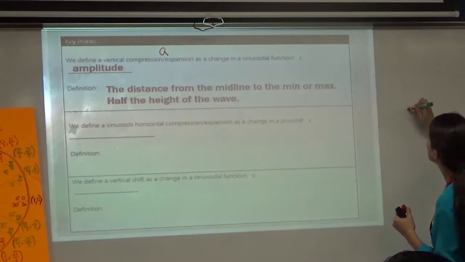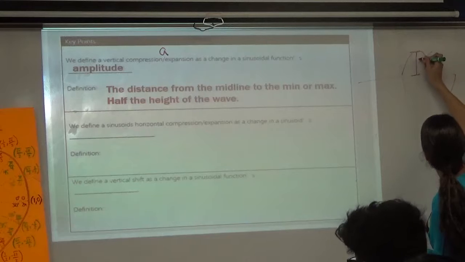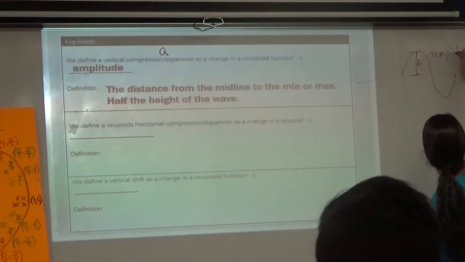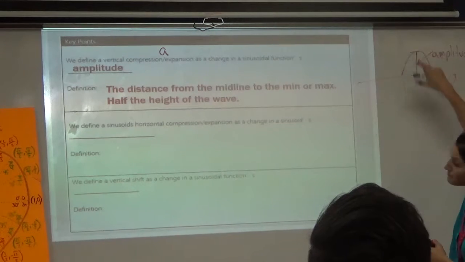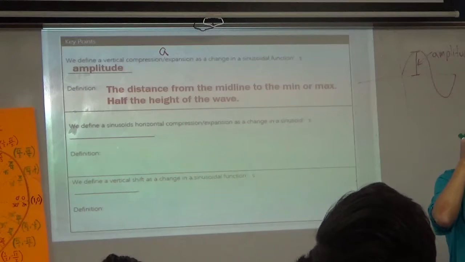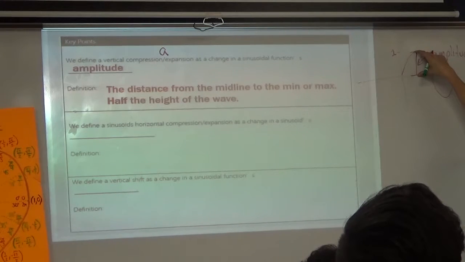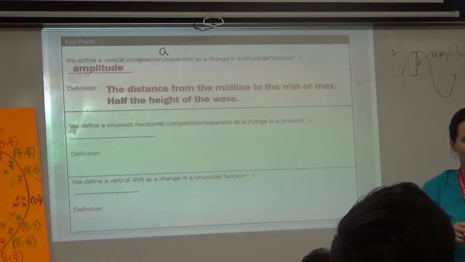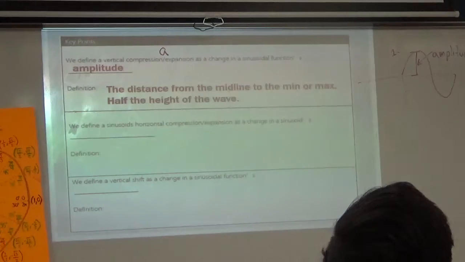So visually, here's our wave. This distance right here is our amplitude. Okay? Like if there was a 2 there, it went to 2 instead of just to 1. Okay, so for the normal sine function, our amplitude is 1. When we put a different number in front, it changes the amplitude.